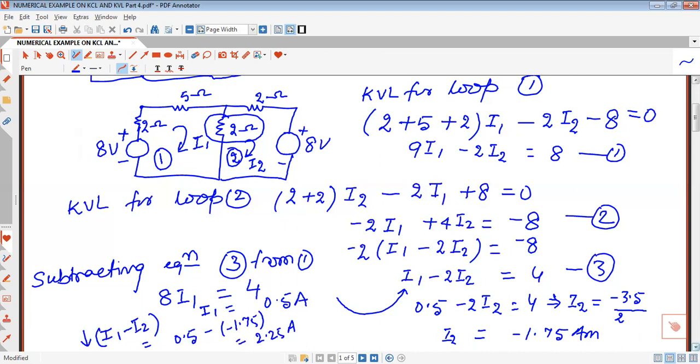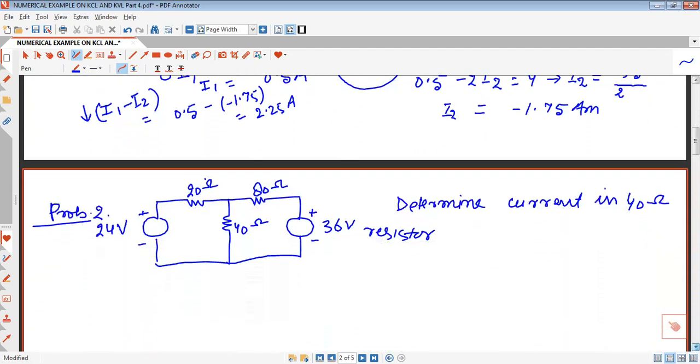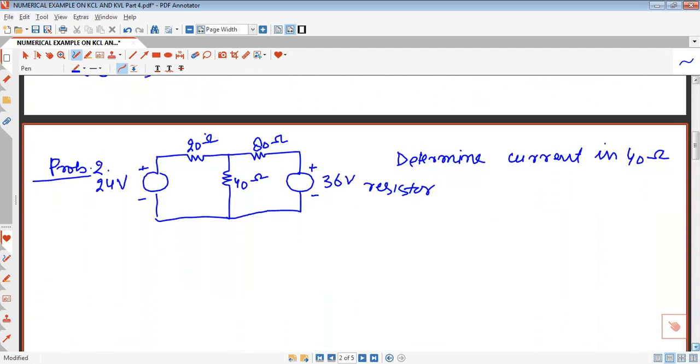Now I will take another problem also. Here is one more problem: determine the current in the 40 ohm resistor. So here we have to find the current. I will take two methods to solve it, using Kirchhoff current law and Kirchhoff voltage law. First of all, I am going to discuss using the Kirchhoff voltage law.